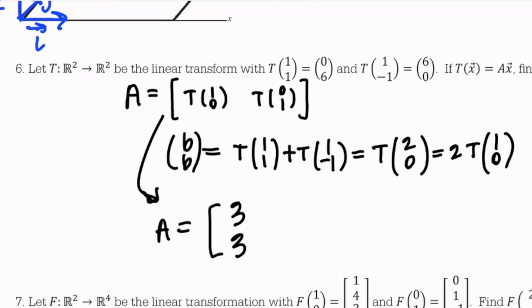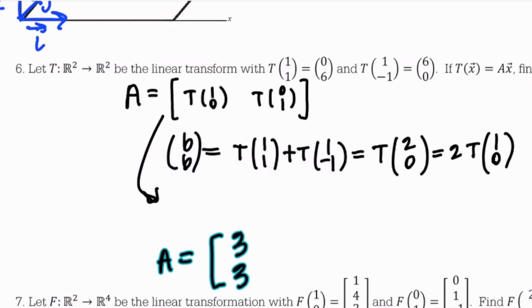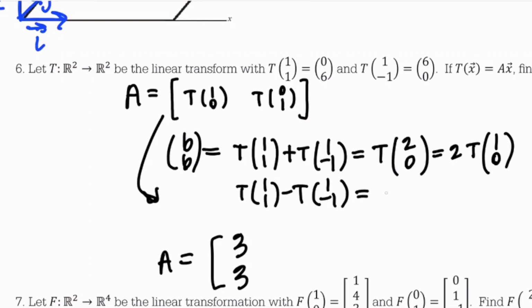The same thing, I need to move that down a little bit. We do the same thing with T of 0, 1. And we're going to find that by subtraction. So T of 1, 1 minus T of 1 and negative 1, that's going to equal T of 0 and 2.